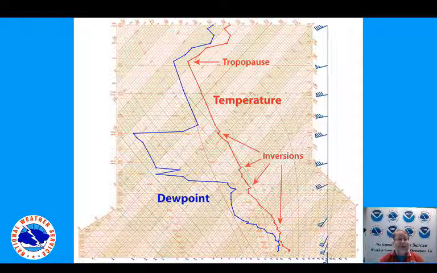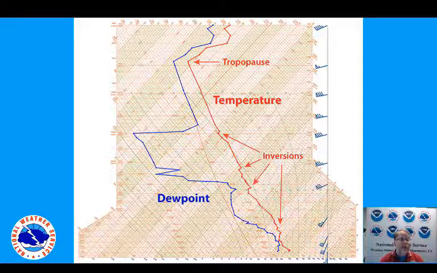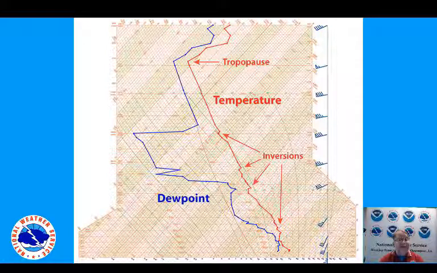As you can see, sometimes the blue line and the red line get close together. So we know that that's very close to saturation there. Most likely there's some clouds at that level. But up here, where the blue line gets pretty far away from the red line, that's pretty dry. So we probably won't see too many clouds in there.